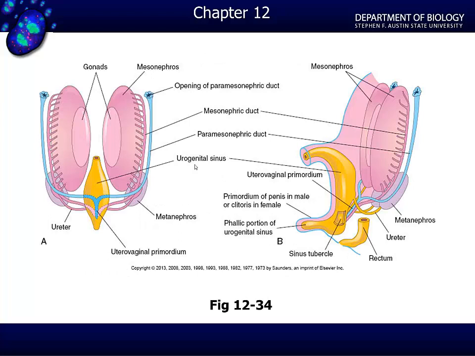So here we see in our illustration, we have our indifferent gonads that are developing. We're rapidly converting these into our ovaries. Here we have our mesonephros that's degenerating. Here is our mesonephric or Wolffian duct that is degenerating. We also have our paramesonephric ducts. In this case, since we are following our female pathway, they will persist. And then here we have our uterovaginal primordium.